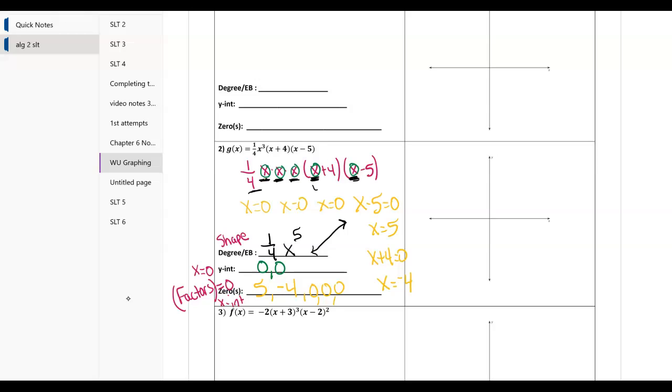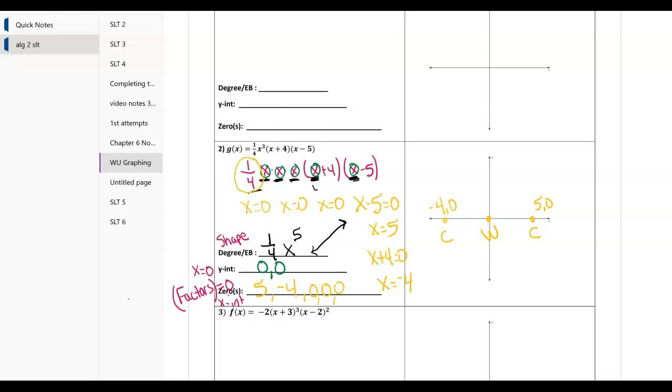The 1/4 has nothing to do with it. There is no x. 1/4 is just 1/4. It helped us with our shape, but it's not part of the factors I need to find my zeros or x-intercepts. So now I'm going to graph my points. So I've got 5 over here and negative 4 over here. 0, and 0 is going to wiggle, and the others are going to cross.